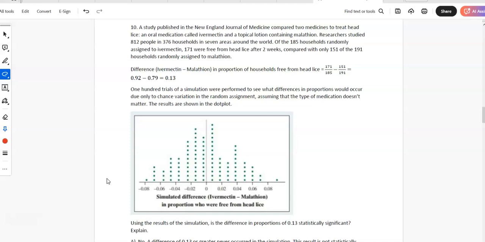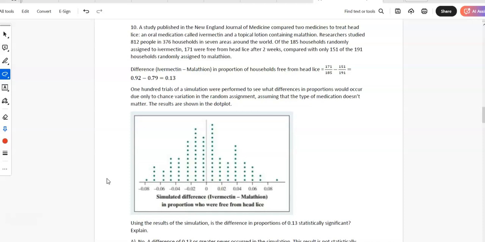Researchers studied 812 people and 376 households in 7 areas of the world. Interesting. Of the 185 households randomly assigned to ivermectin, 171 were free from head lice after 2 weeks, compared with only 151 of the 191 households randomly assigned to malathion. So what is the difference? They calculated for us. That was nice. They took those numbers, got the proportions, and subtracted the proportion of ivermectin minus the other one, and found a 13% difference.